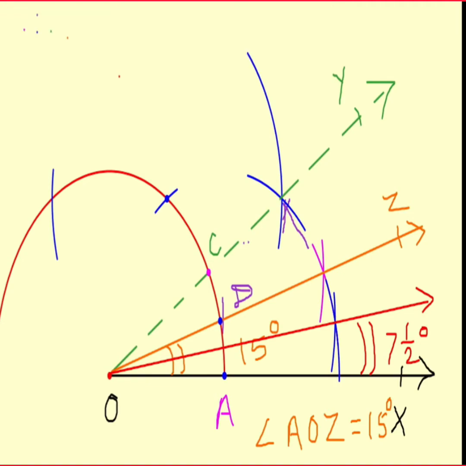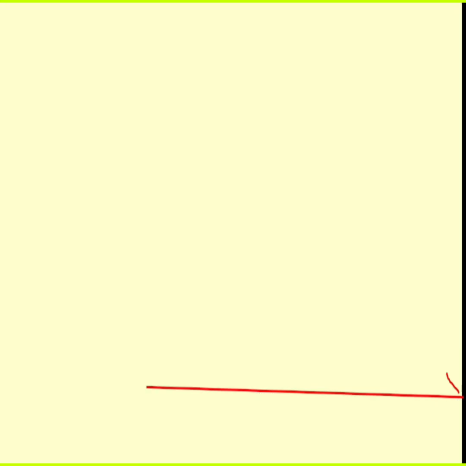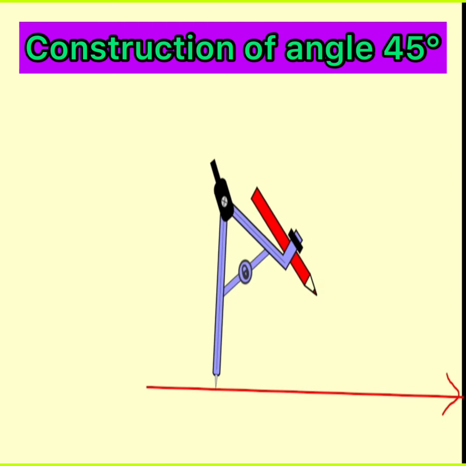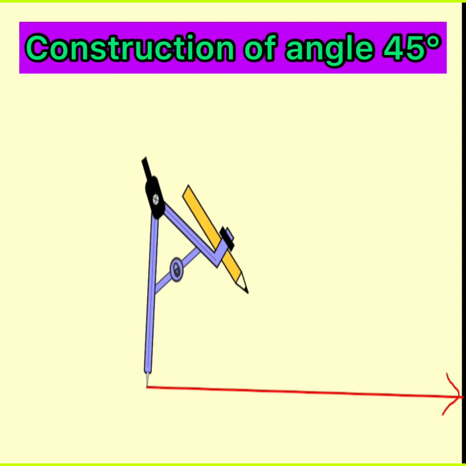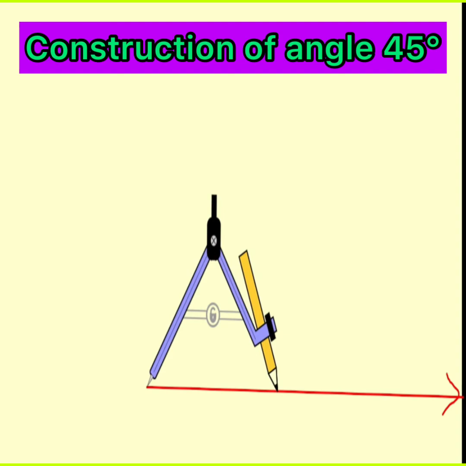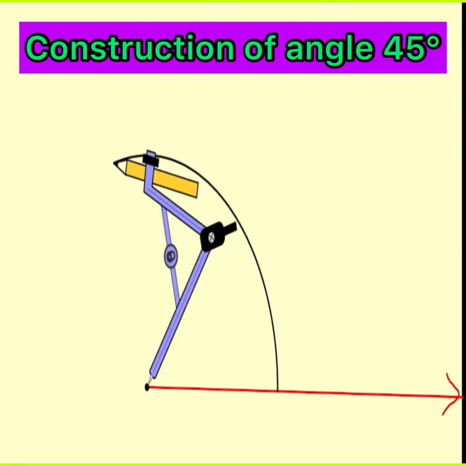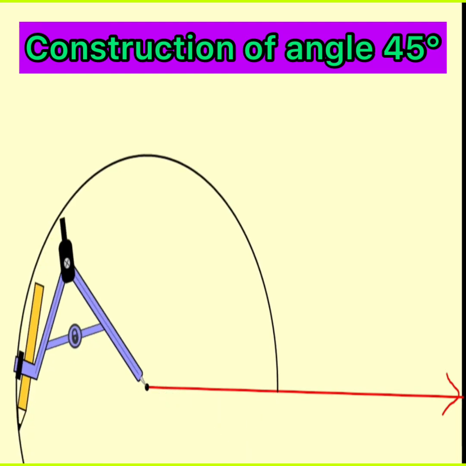So let us see. We will start once again from the beginning. We will draw a ray, without measurement, and after that you will take the ruler and the compass and take some distance in your compass as you wish. This is without measurement, and draw a semicircle, as you can see on the screen. Here the requirement is only the semicircle.